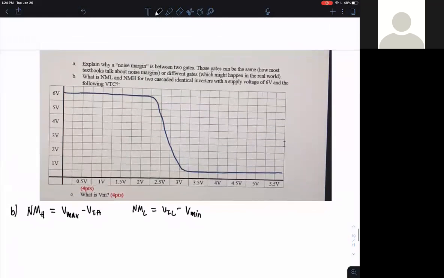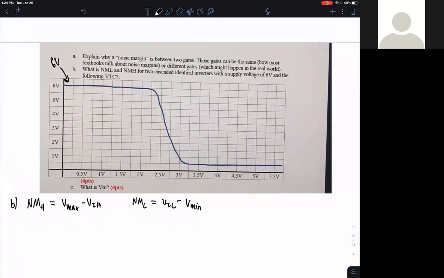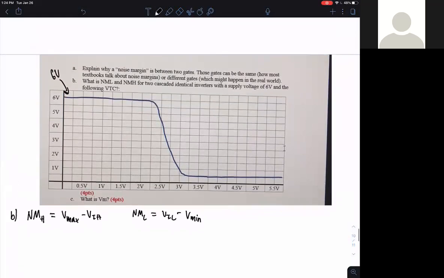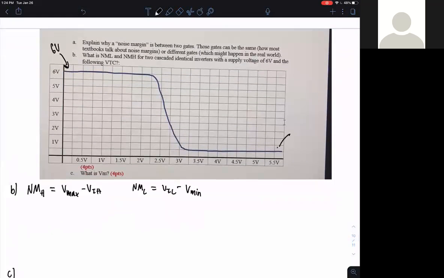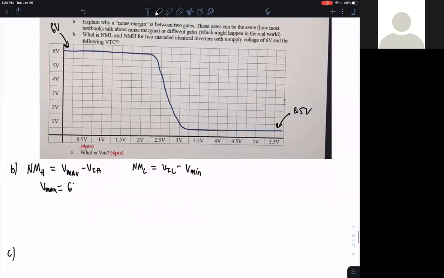In this case, we're going to be looking at around 6 volts since that's a steady state. And in order to find V min, similarly, this is just the minimum voltage the input circuit can output, which is 0.5 volts. Okay, and then we can just write that down: V max equals 6 volts, V min equals 0.5 volts.